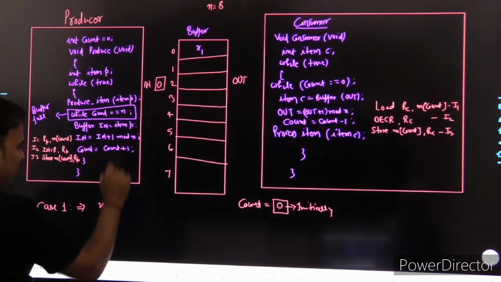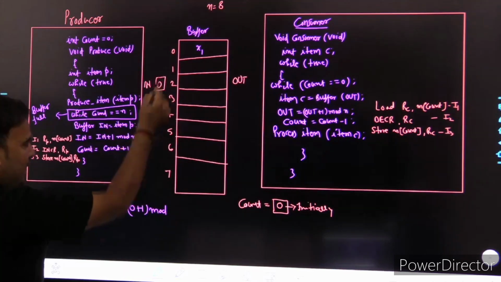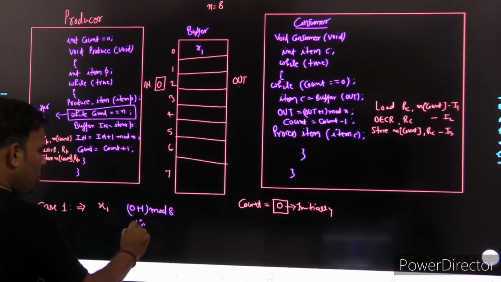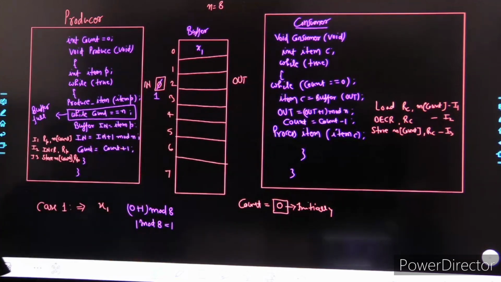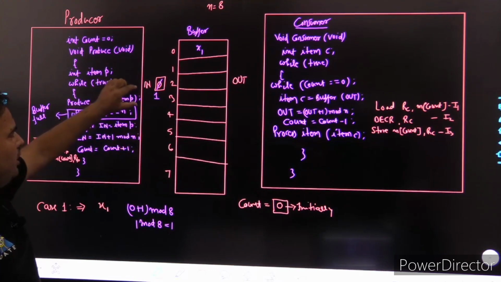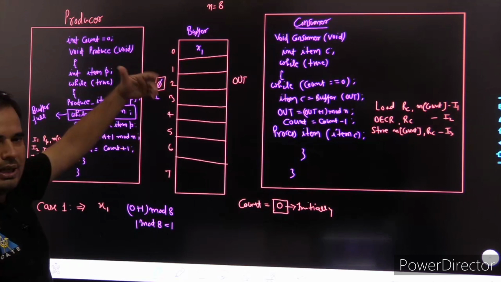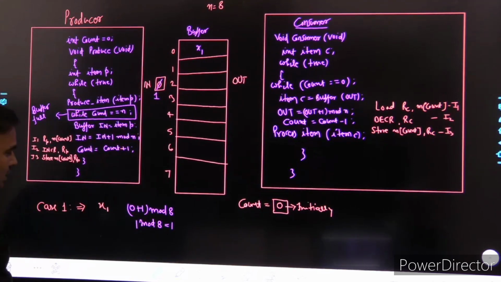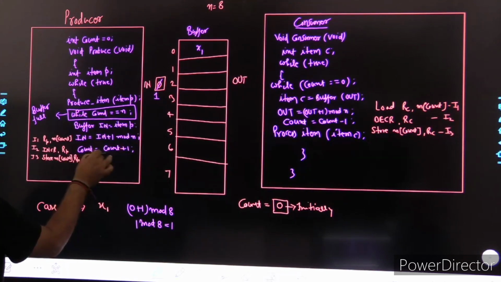So in is initially 0, plus 1, mod n. The buffer size is 8, so 1 mod 8 gives 1. So we need to replace the in variable from 0 to 1. That means if the producer wants to produce the next item, the empty slot is 1, so at slot 1 the producer can produce another item. Listen carefully. Now we need to execute the next instruction.